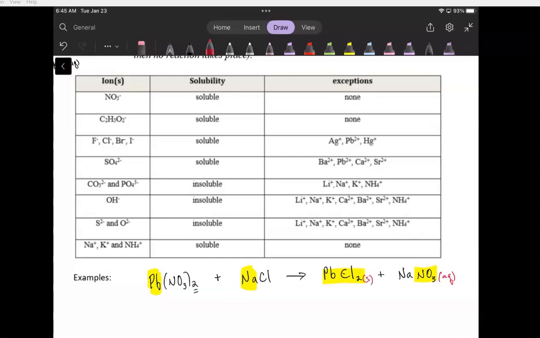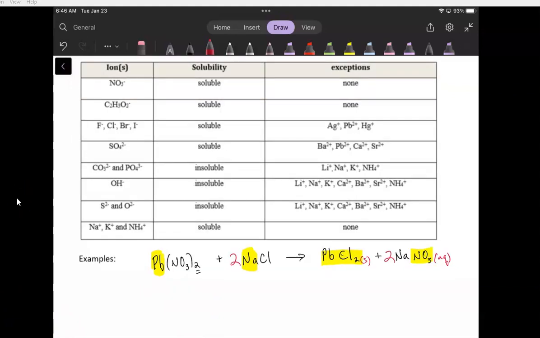Okay, so hopefully you found that the nitrates needed to be balanced with a 2 out in front of sodium nitrate because you had 2 nitrates on the left, which means I now need to balance both sodium and chloride with a 2 in front of sodium chloride. Okay, let's try another one.